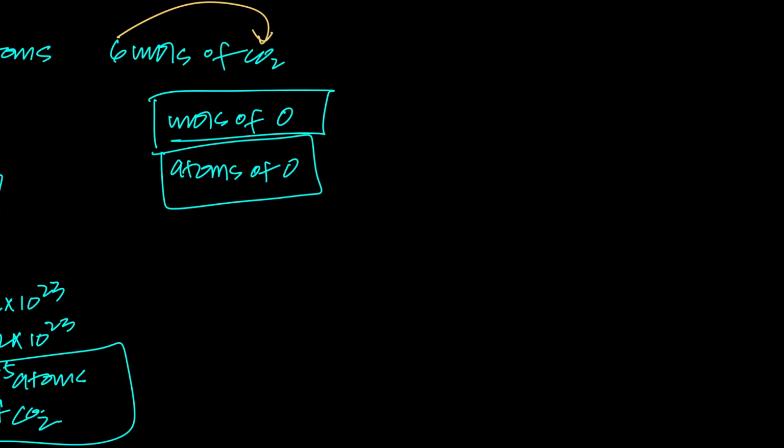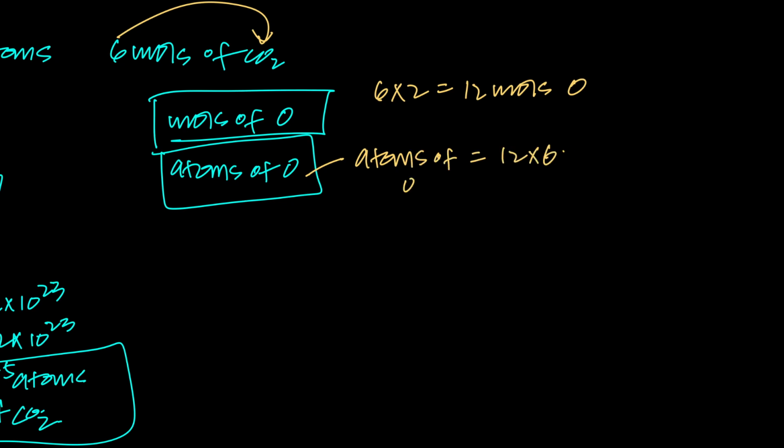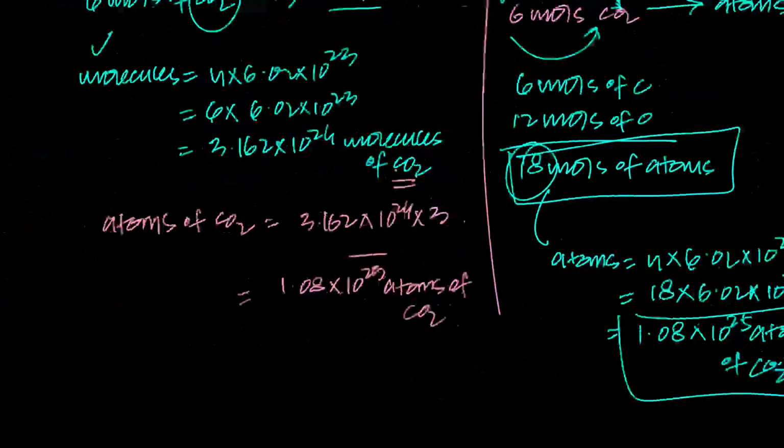You have 6 moles of carbon dioxide. How many moles of O do you have? 6 times 2. You have 12 moles of O. Easy peasy. Now you can also calculate the atoms of O. Atoms of O equals 12 times 6.02 into 10 raised to the power 23. Done, dusted. Whatever. Let's do questions now.